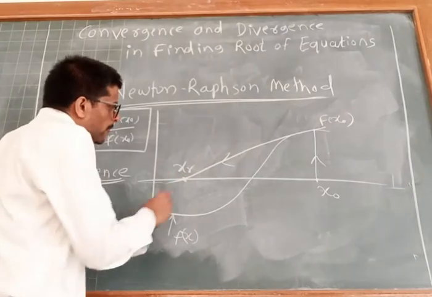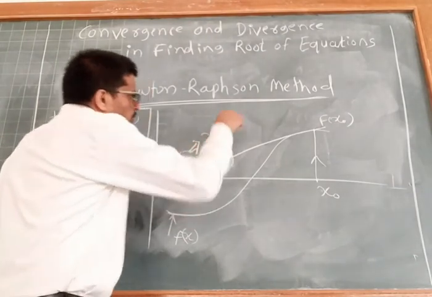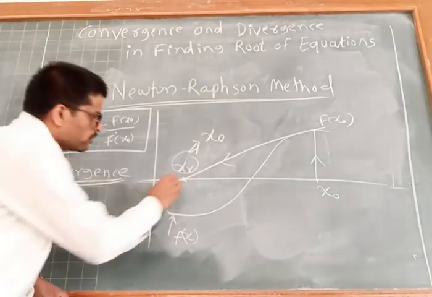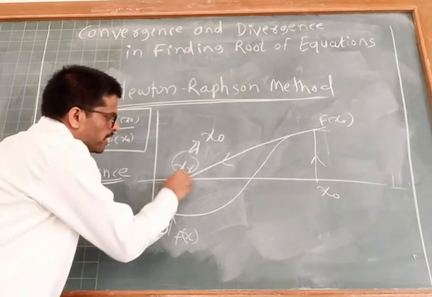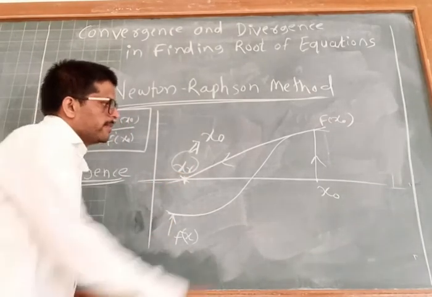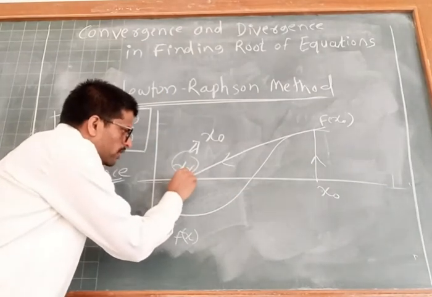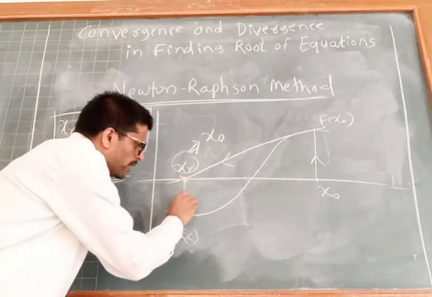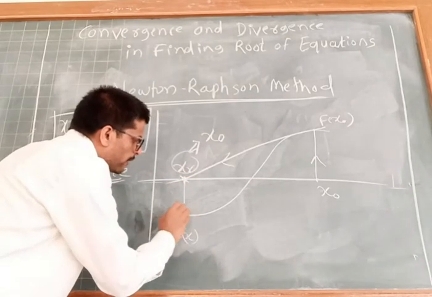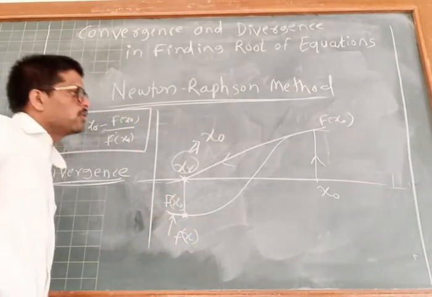Now what are we doing? We take this xr as x0 for the next iteration. For the second iteration, we consider this as x0. So this point is x0 for the second iteration. Then similar to this, we calculate f of x0. If you put this x0 in the given equation, we will get f of x0. So this point will be f of x0.